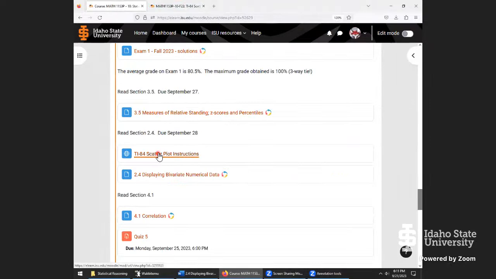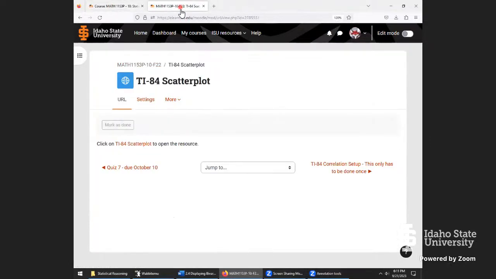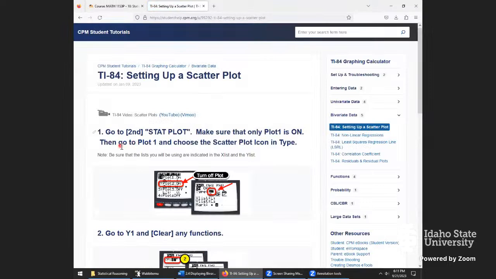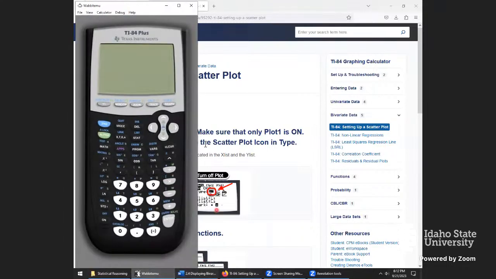When you click on this link right here in the Moodle website, it takes you to eventually a website. Let's see if it goes there. There it goes. It takes you to this website. This is from cpm.org. I'm not sure who they are, but thanks, folks. I hope they don't take down the website during this semester. Pull up the calculator and let's start getting this all set up.